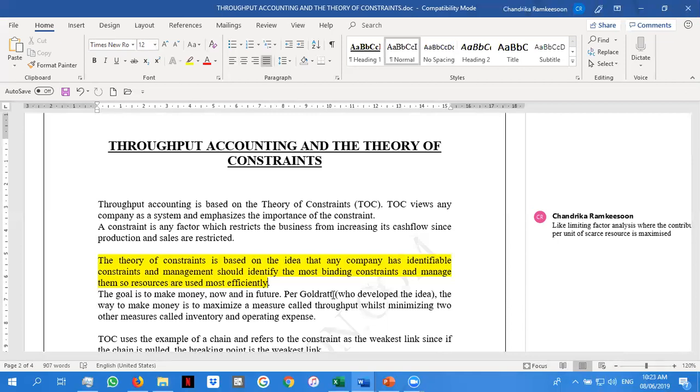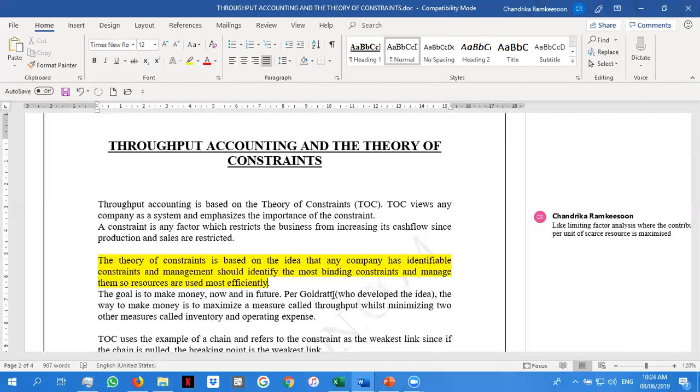So the goal is to make money now and in future. Now, what you realize is that throughput accounting and the theory of constraints focus to a great extent on cash flows, because if a company has limited cash, it cannot get by. It's as simple as that. It has to have enough cash. So the goal is to make money now and in future.